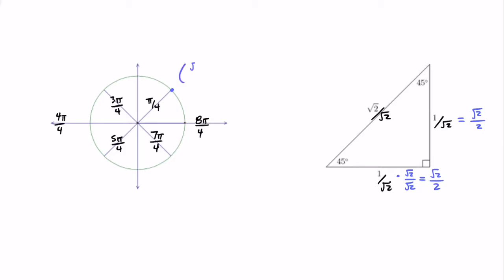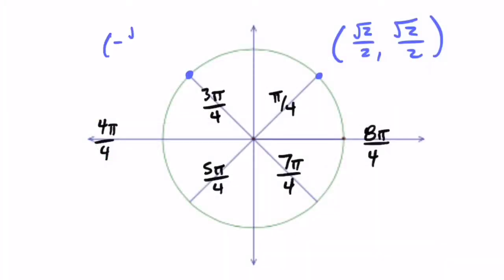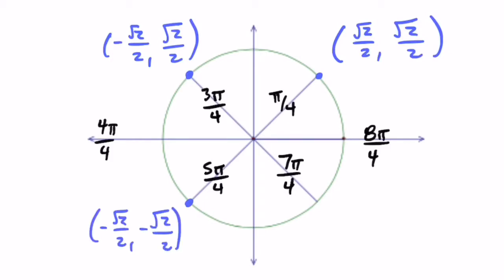All right, moving these onto the unit circle, that first point in the first quadrant then is going to be root 2 over 2, root 2 over 2. Second quadrant, just the x value is negative. Third quadrant, both values are negative. And into the fourth quadrant, the x value is positive and the y value is negative.